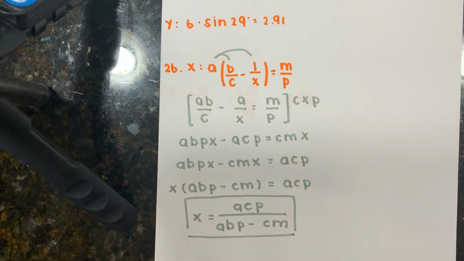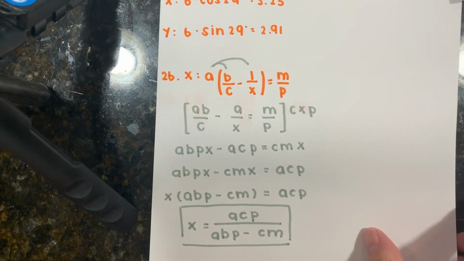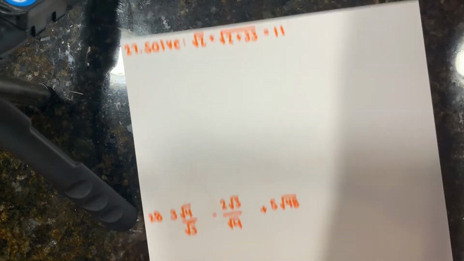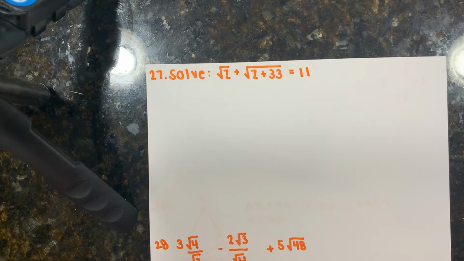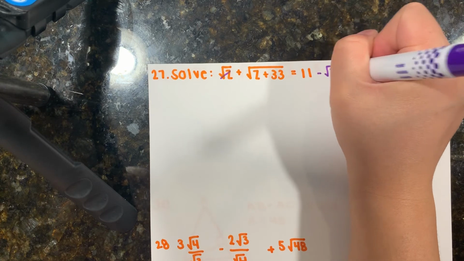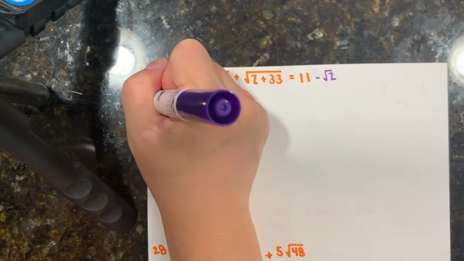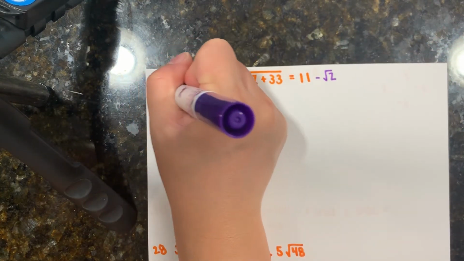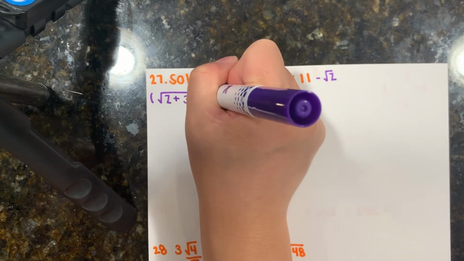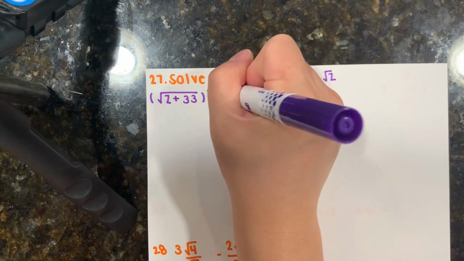And that would be your result for number 26. Now looking at number 27, the first thing that I'm going to do is move the root z to the other side by subtracting it. And I'm going to square both sides. So when I square the square root of z plus 33, I would just get z plus 33.